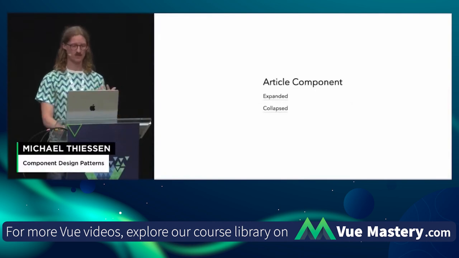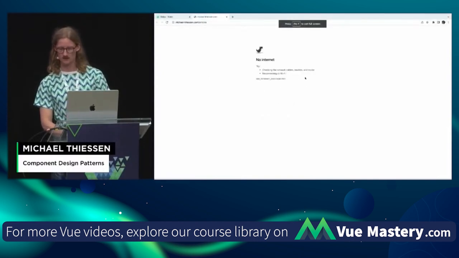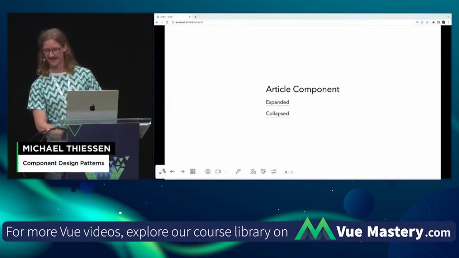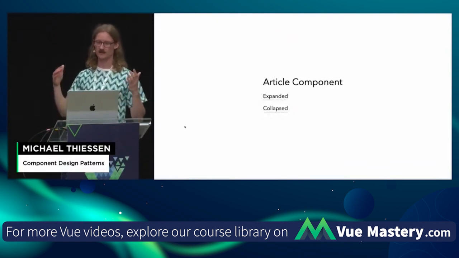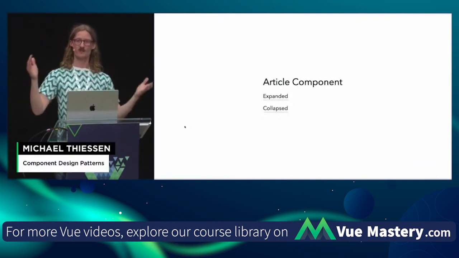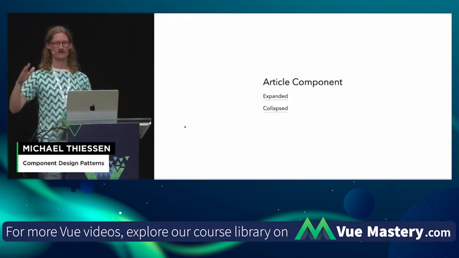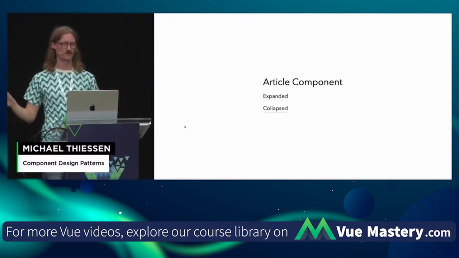So to see this in more detail, we're going to take a look at an example. Oh, I forgot to connect to the Wi-Fi here. So we will not be looking at this example. I'll just give you a quick explanation. It's a component that shows a list of articles on my blog. Either you have an expanded view that shows the date and the description, or you can have the collapsed version that shows at the end of the blog post all the different related articles.